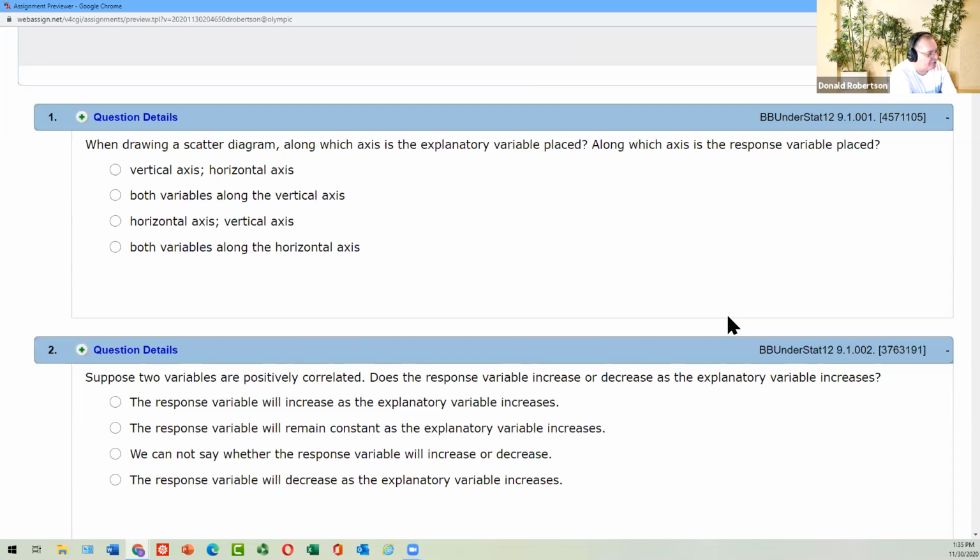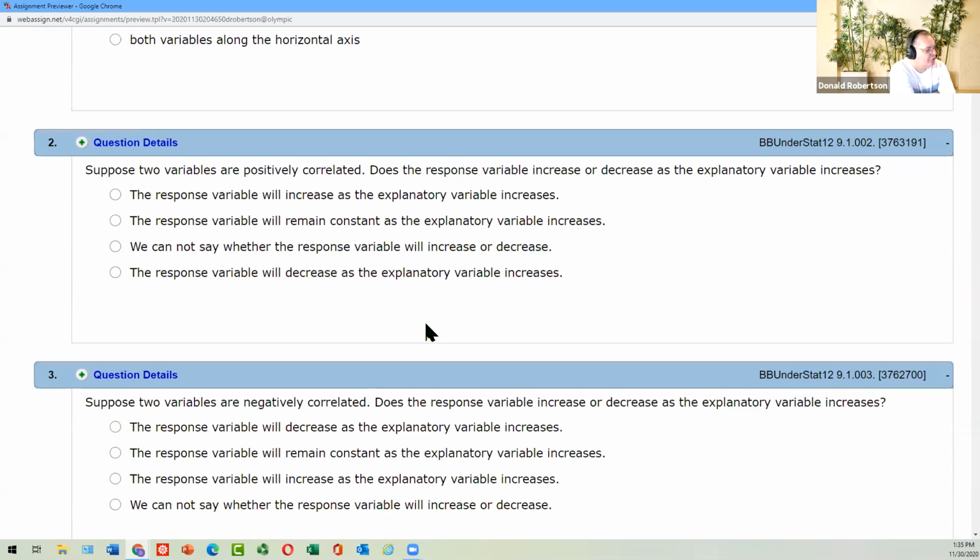When drawing a scatter diagram, along which axis is the explanatory variable and which one is the response? Haven't we already told you that? So you'll hopefully be able to pick that one. Suppose two variables are positively correlated, so your scatter diagram is a positive straight line. Does the response variable increase or decrease as the explanatory variable increases? So as x gets bigger, what happens to y?